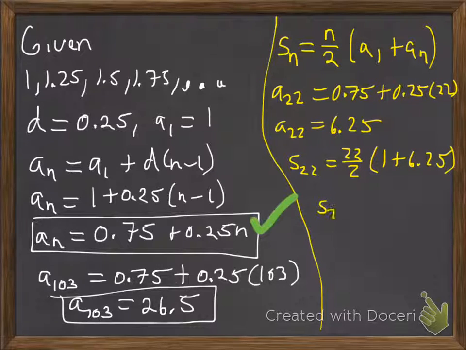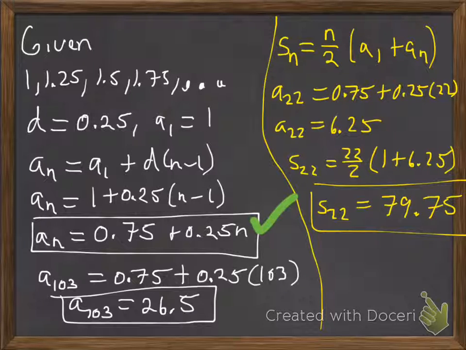And then we'll go ahead and crunch those numbers in our calculator. And we get $79.75 as our sum for the first 22 terms. Okay. All of these, when they give you the pattern, they say, hey, what's the whatever term, and then what's the sum of the first however many terms.